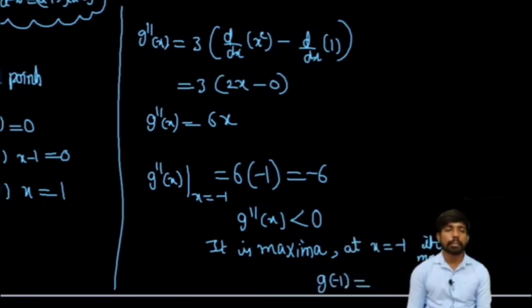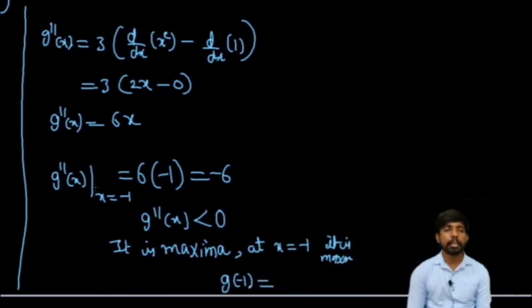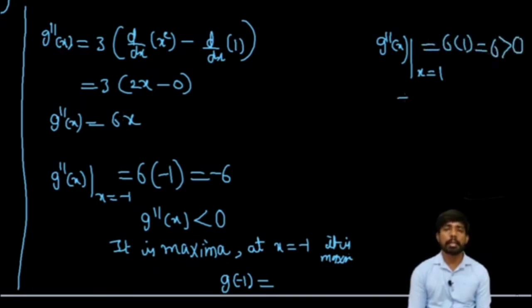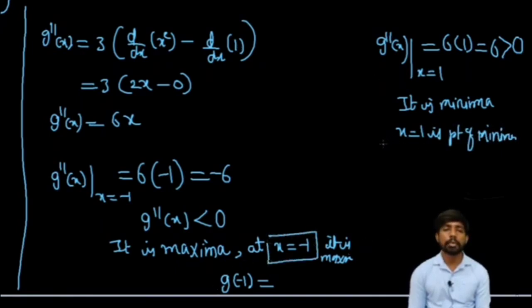Next, x is equal to 1, substitute in double differentiation. In the place of x, I am substituting 1. So it is positive, this is 6, greater than 0, and this is the minima. So x is equal to 1 is a point of minima. Hence we got a point of maxima and a point of minima.